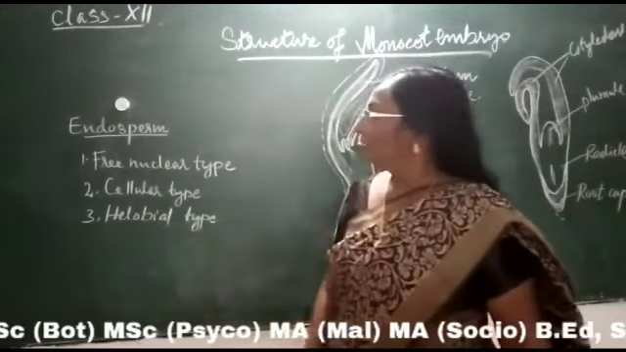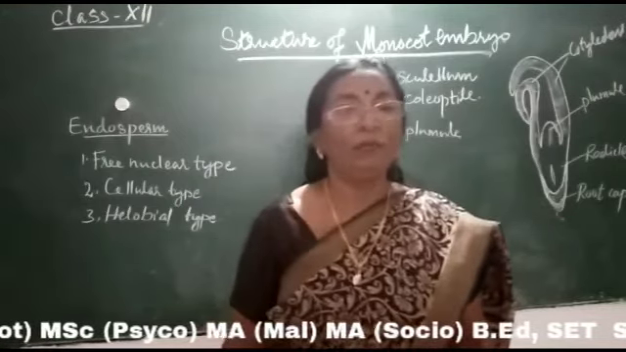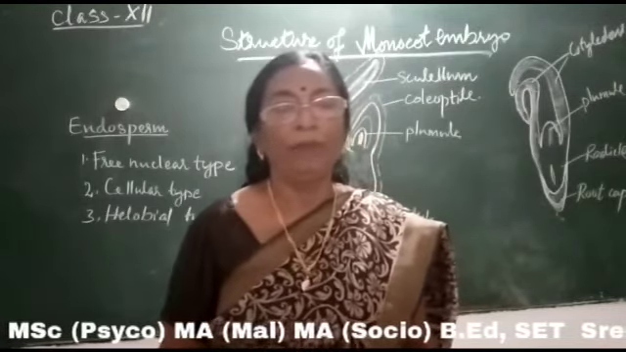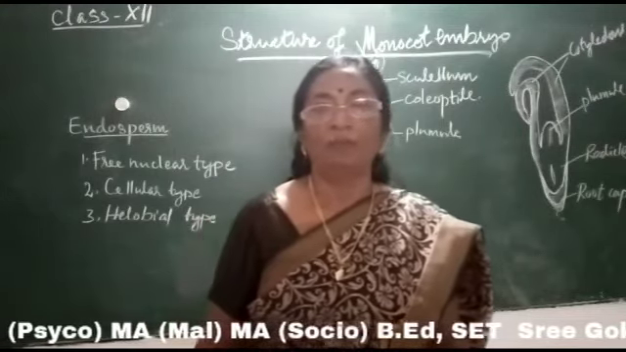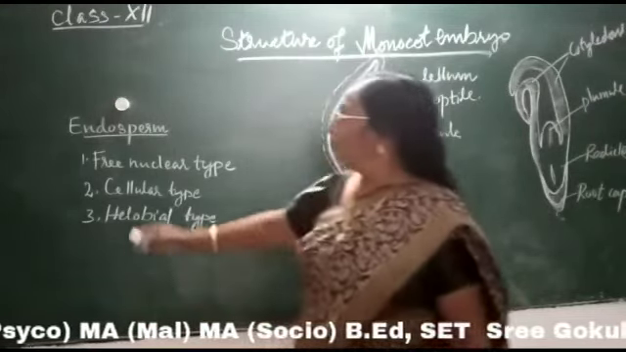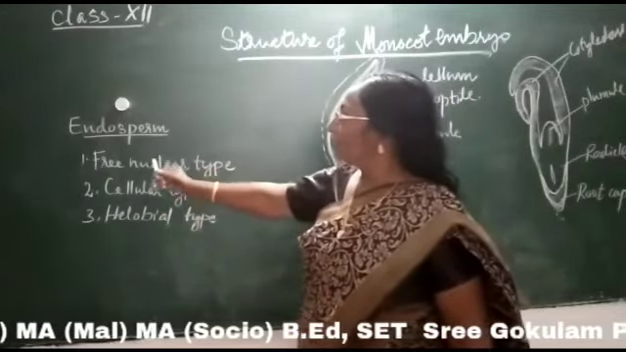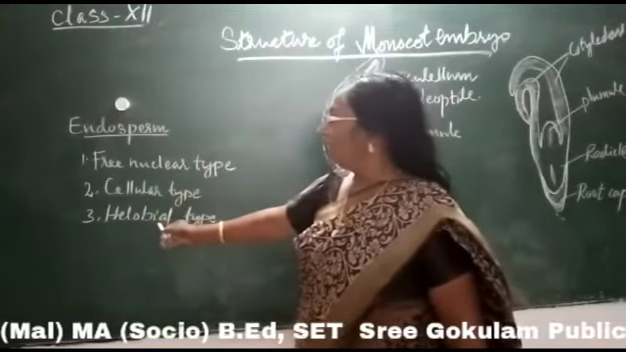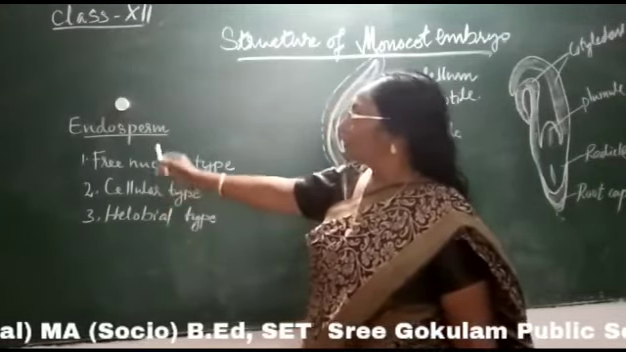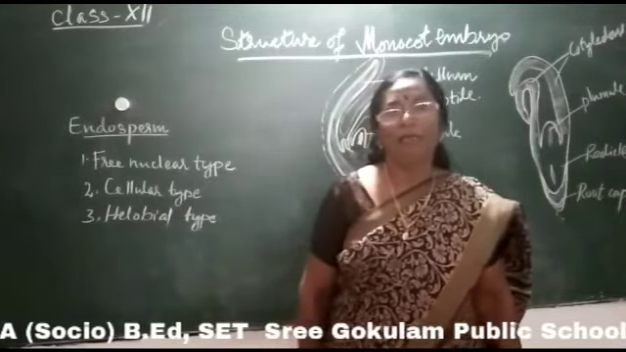First of all, the endosperm nucleus divides by repeated nuclear division into a multinucleate structure, and then wall formation occurs from the periphery and develops into endosperm. Thus, the three types of endosperm development are free nuclear type, cellular type, and helobial type. And this is the endosperm, which is the nutritive tissue for the developing embryo.